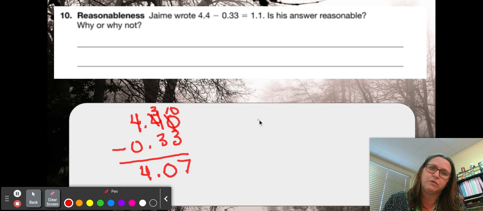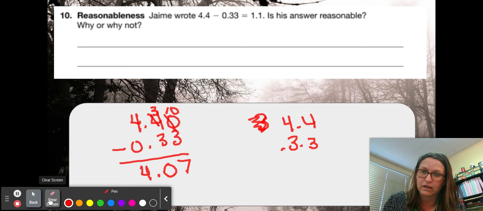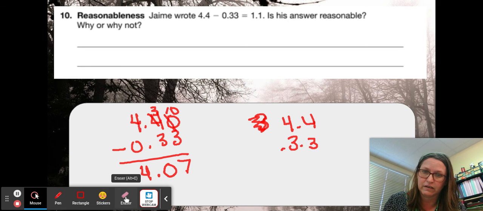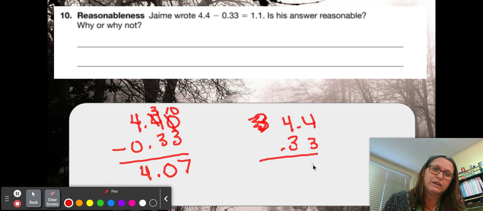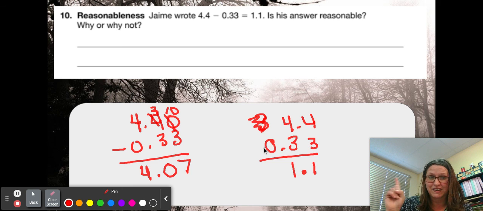However, I know when I do 4.4 minus 3.33, 4 minus 3 is 1. 4 minus 3 is 1. And so all they're doing is bringing this decimal down here, and they're not solving it correctly. The first mistake they made is they did not line up their decimals. They subtracted the numbers and just brought down one of the decimals, but they did not line them up at all.